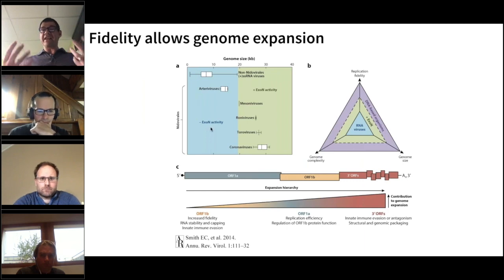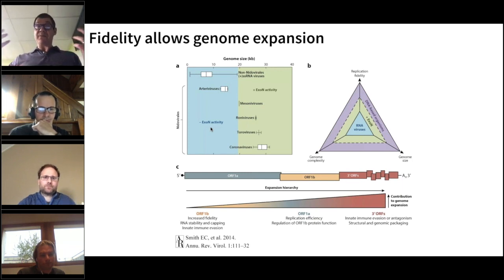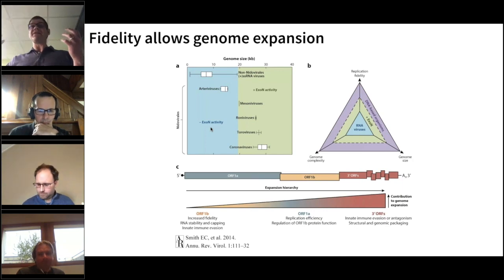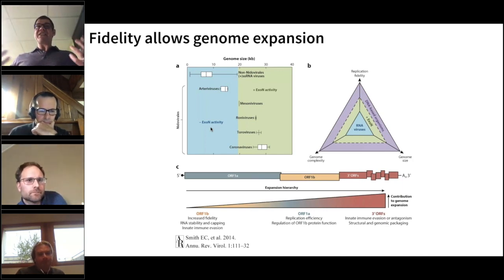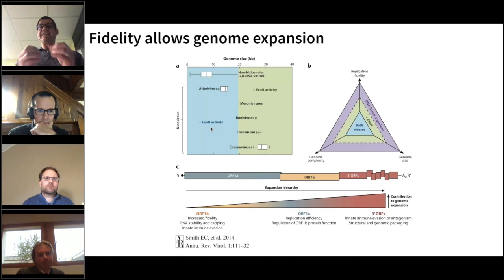And this is another slide to emphasize the point that fidelity allows coronavirus to have a large genome. Having a large genome allows coronavirus to encode a number of auxiliary proteins, which help coronavirus to evade host defenses. So it's a complex virus with a complex life cycle, and it's to a large extent enabled by the fact that it's replicating fairly accurately.